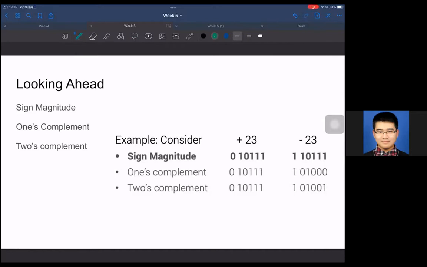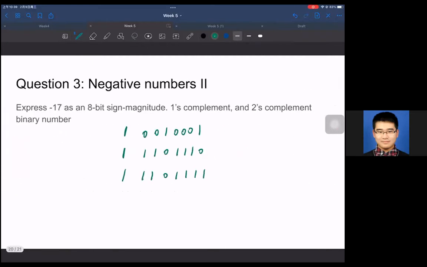So what I would normally do is the following. So let's try to look at an example.